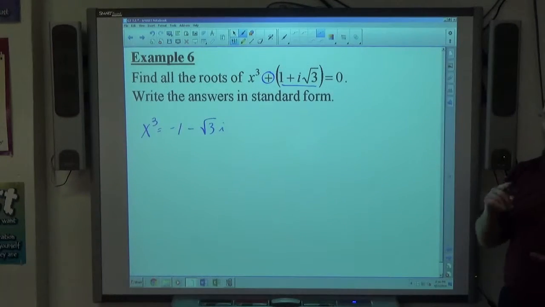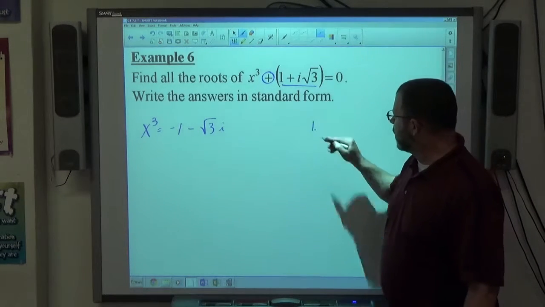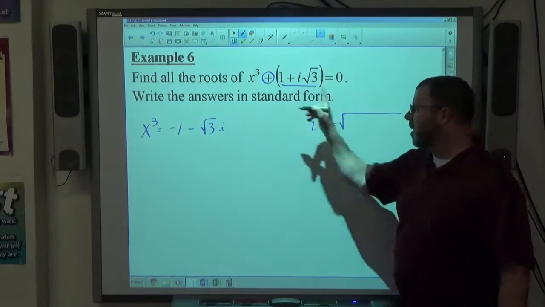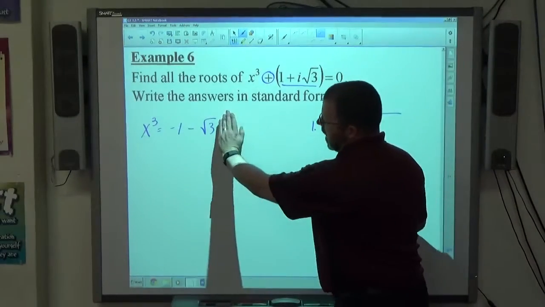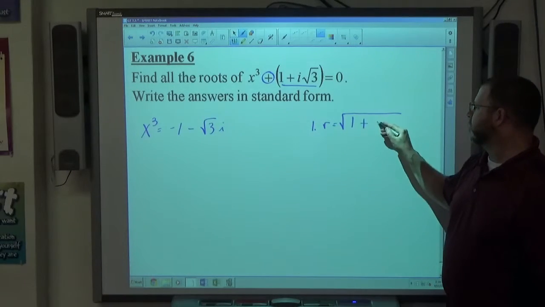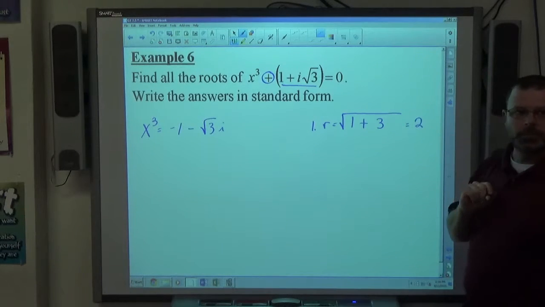Okay, this one has both a real and an imaginary piece to the complex number, so we have to go through the three-step process to get trigonometric form. So step 1, r is going to be the square root of. You want to square the two numbers, ignoring the i. Squaring things is always positive, so 1 squared is 1, square root of 3 squared is 3. 1 plus 3 is 4, square root of which is 2.